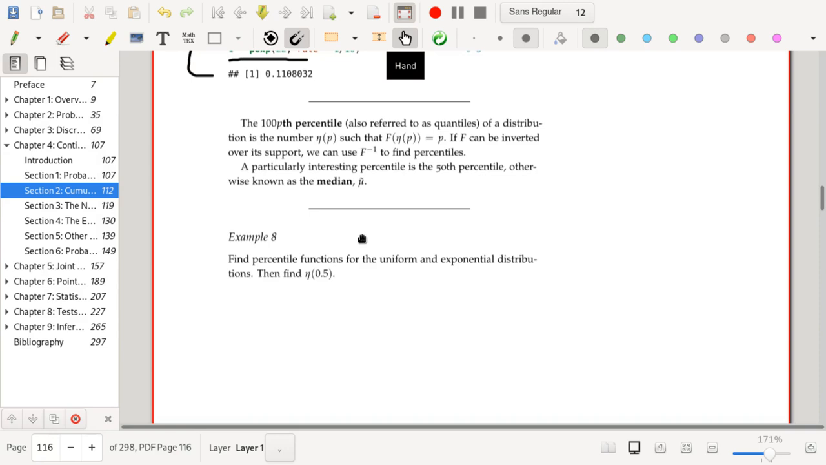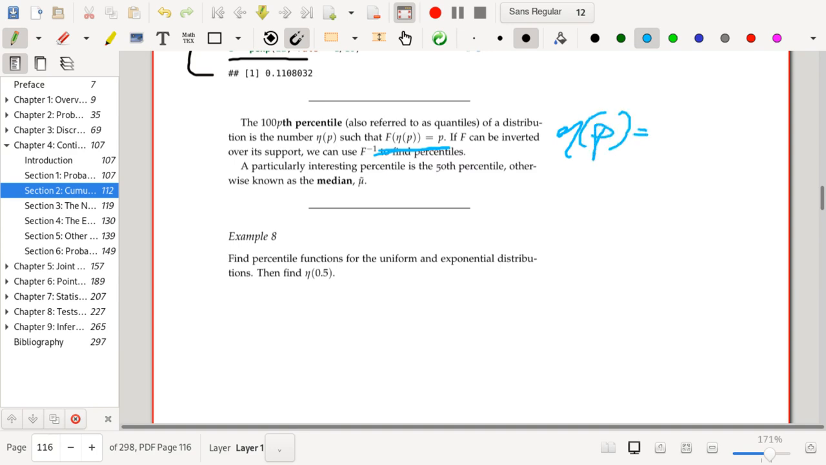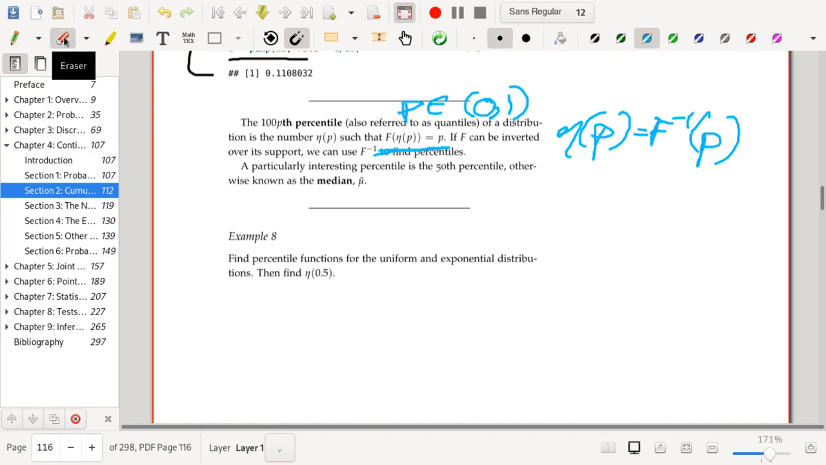So the percentile of a distribution is the number eta p such that F of eta p is equal to p. If you are good at math, you should recognize that this looks a whole lot like saying that eta p is equal to the inverse function of p, because that's a property that inverses have. Here's the thing, though. We only require this for p in the interval 0 to 1, excluding the endpoints. And also, this is only going to be the case for continuous random variables. This is not necessarily the case for discrete random variables.